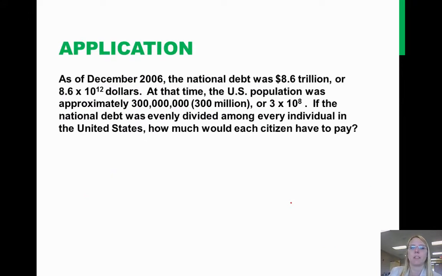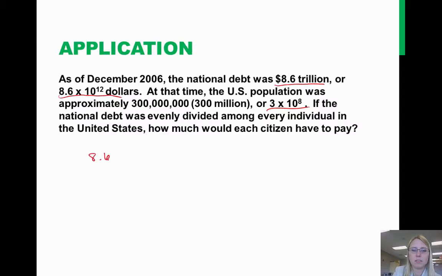An application. This one's really an interesting one, and it's something that's kind of important, I think, to all of you. As of December 2006, the national debt was 8.6 trillion, or 8.6 times 10 to the 12th dollars. That's a lot of money. At that time, the U.S. population was approximately 300 million people, or 3 times 10 to the 8th. If the national debt was evenly divided among every individual in the United States, how much would each citizen have to pay? So we're going to take the first one and divide it by the number of people.